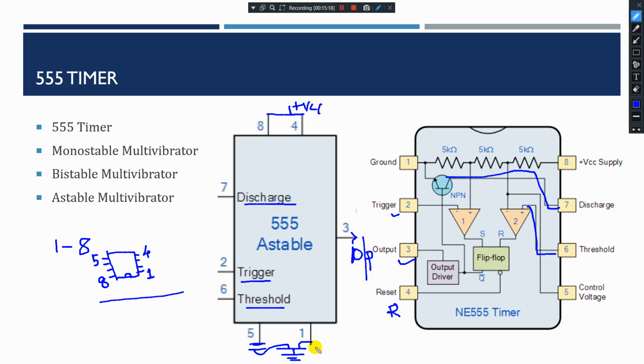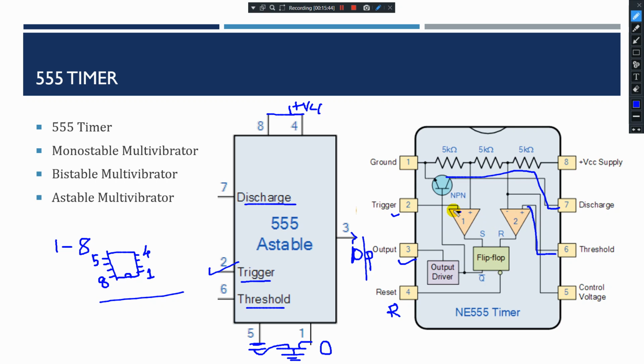Pin number 1 is ground. The ground pin connects the 555 IC to the negative of the supply voltage, that is 0. Pin number 2 is a negative input to the comparator, comparator 1. There are 2 comparators: comparator 1 and comparator 2.